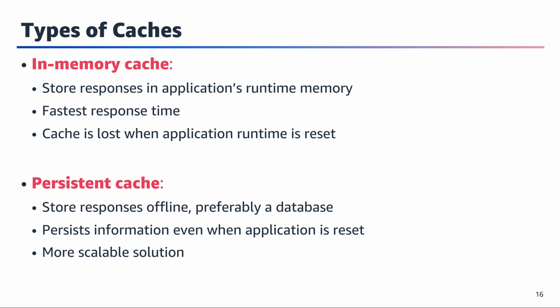Moving on to persistent caching, think of this as your long-term memory solution. While it might be a bit slower than in-memory caching, it's much more reliable because your data persists even when your application shuts down. This makes it ideal for scenarios where data preservation is crucial and when you're building scalable applications. When choosing between these two, consider your specific needs. Do you prioritize speed over persistence? Or is data durability more important for your use case? The answer to these questions will guide your caching strategy.